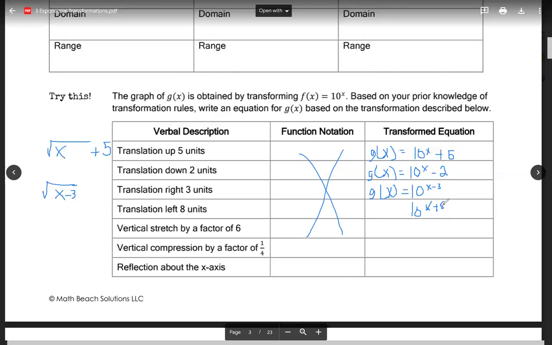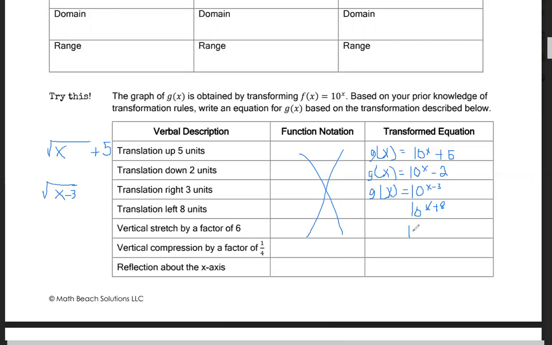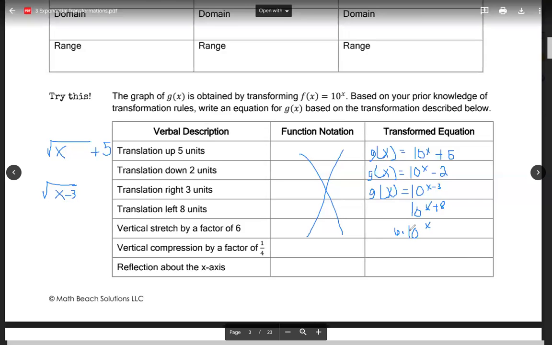So I put my plus 8, just like that up at the top. Okay, vertical stretch by a factor of 6. So now basically what happens is whatever your stretch or compression is, you've got to just put a multiplication sign out in front, or you can put it in parentheses, but it needs to look something like that.